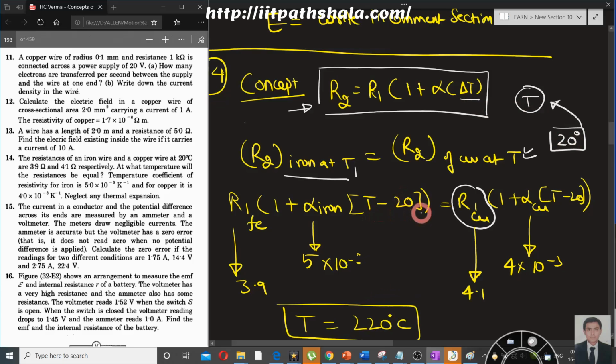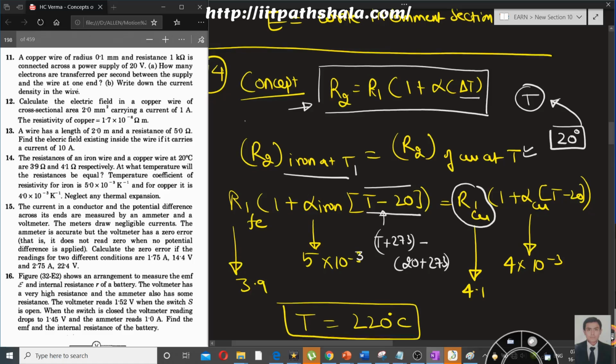Now you'll be wondering why I haven't converted this 20 degrees to Kelvin here, whereas alpha is given in Kelvin inverse. That is taken care of by the negative sign. If I convert my 20 degrees to Kelvin, I will convert my T to Kelvin as well. This makes T plus 273 minus 20 plus 273, yielding this expression itself. The 273 gets cancelled by 273.